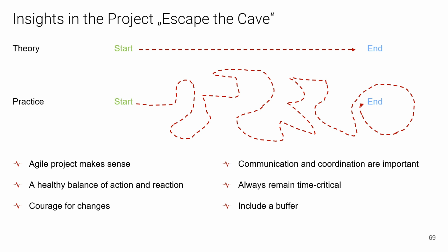First, agile project management makes sense. Second, you need a healthy balance of action and reaction. Third, have courage for changes. Fourth, communication and coordination are always important. Fifth, always remain time critical. And sixth, don't forget to plan a buffer in your project.